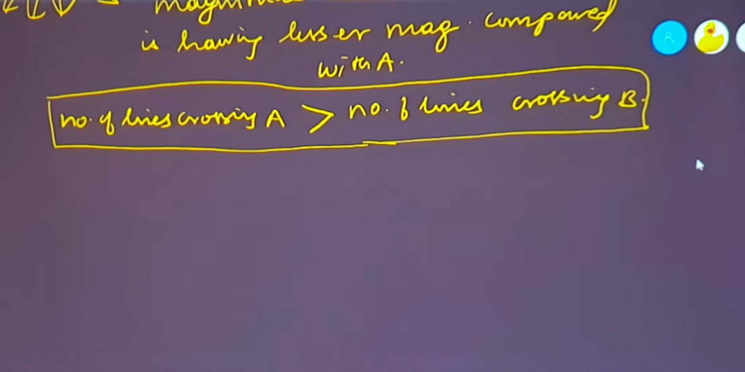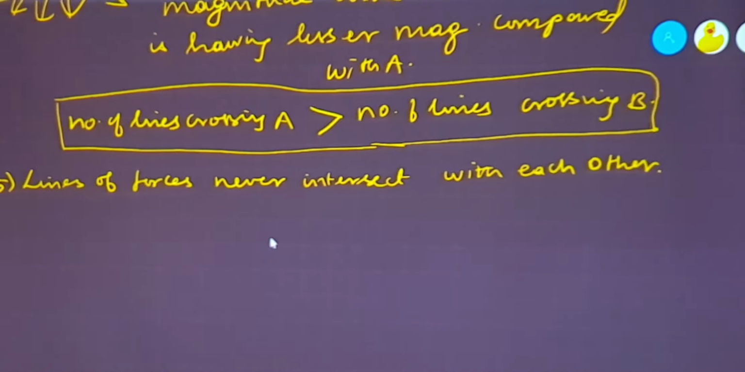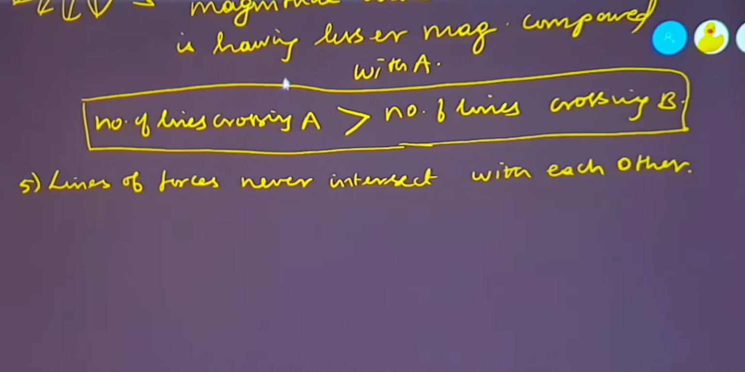Okay, let us move on to point number 5. A very interesting and important point, the reason may be asked for a 2-mark question. See, the point is, lines of force never intersect with each other. Very important point. Why does this happen? It may be asked as a 2-mark question, why the lines of force never intersect.